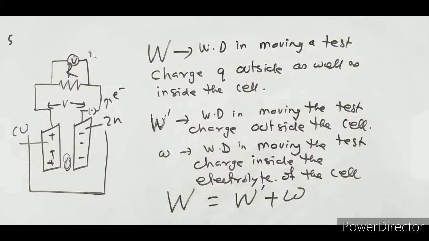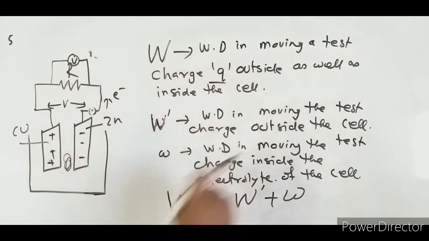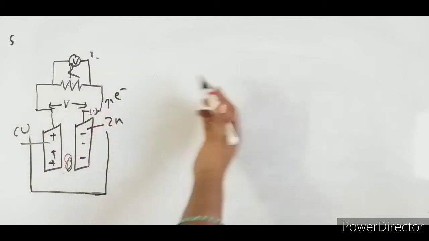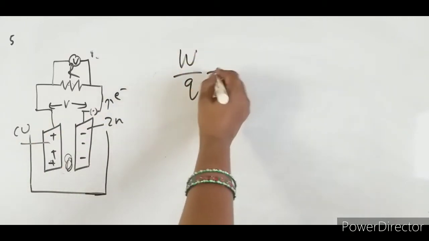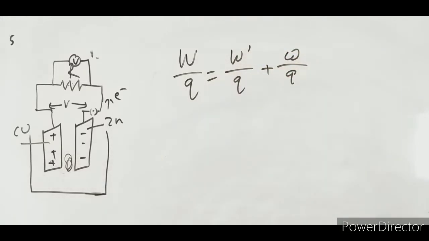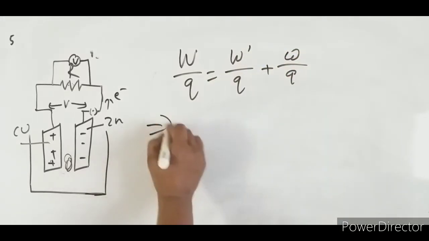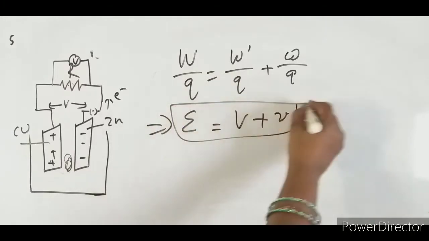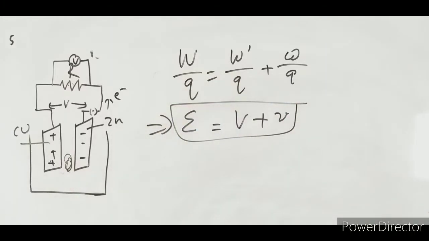Clear? This is the work done by the test charge Q. So we can write W by Q equals W prime by Q plus w by Q. So this gives EMF equals V plus small v, which we have now got. Clear.